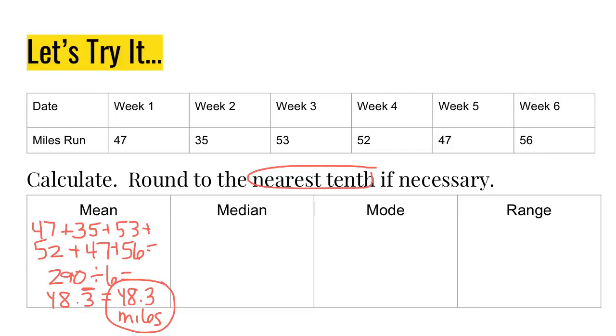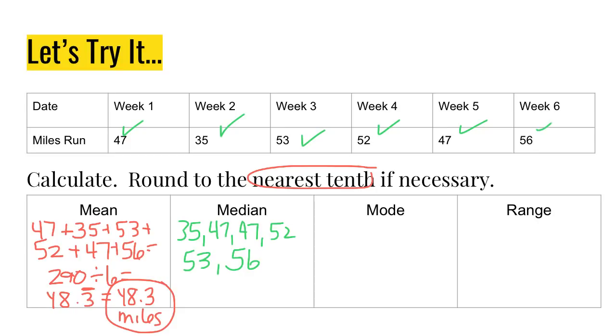All right, median. For the median, we have to put things in order. It looks like 35 was the shortest distance, followed by 47 once and 47 twice, and then we had 52, 53, and 56. So it's important to put them in order from smallest to largest.